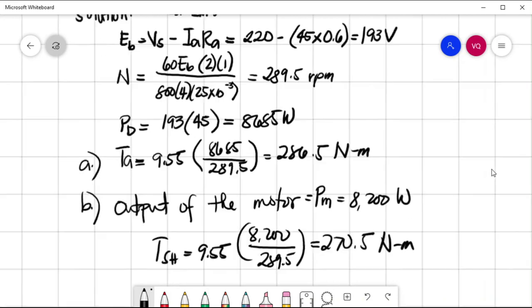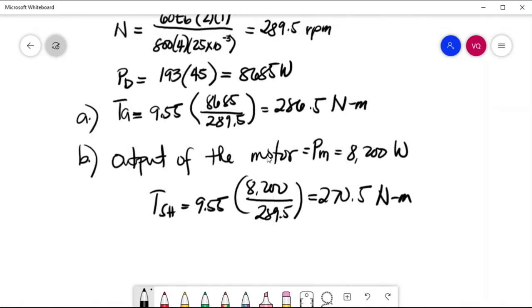The output power of the motor is 8,200 watts. The useful torque, the shaft torque, is equal to 9.55 times 8,200 divided by 289.5, that is 270.5 Newton meter. The difference between the Ta and Tsh is the losses in the motor. So basically, Ta is greater than your useful or shaft torque.